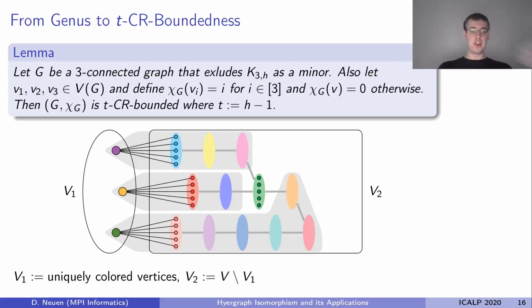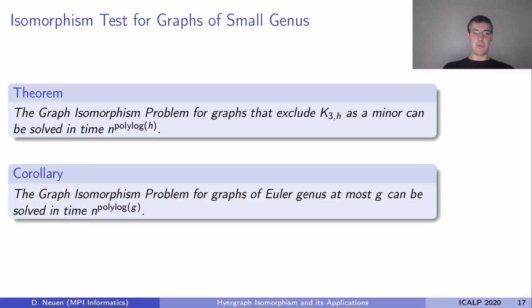Okay, so in total, with what I said on the previous slide, what we get is the desired graph isomorphism test for graphs of Euler genus at most g. Or actually more generally, because remember the only thing that we exploited is that certain minors are excluded, we get a graph isomorphism test for all graph classes that exclude K3,h as a minor in this running time here.